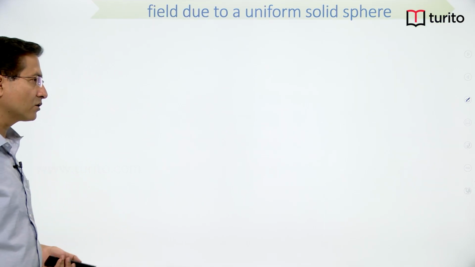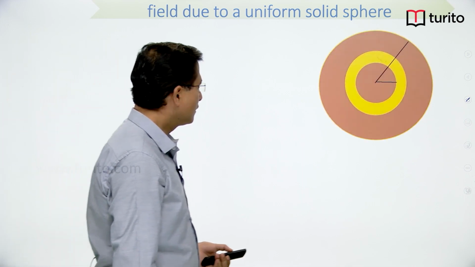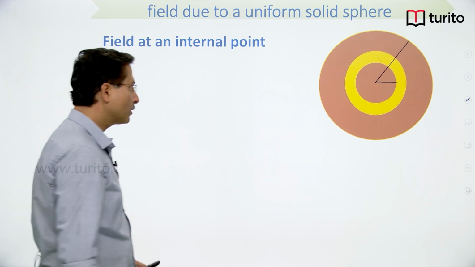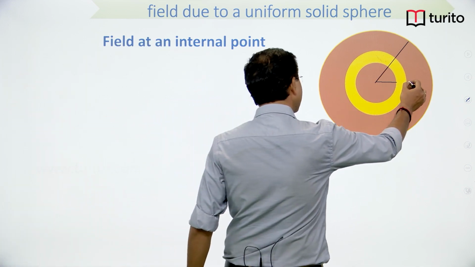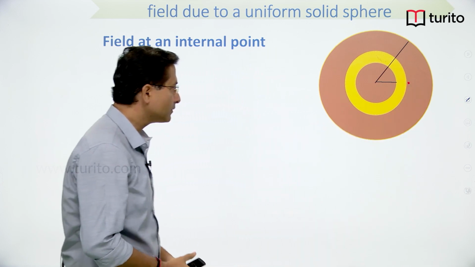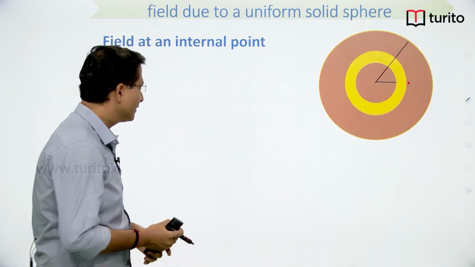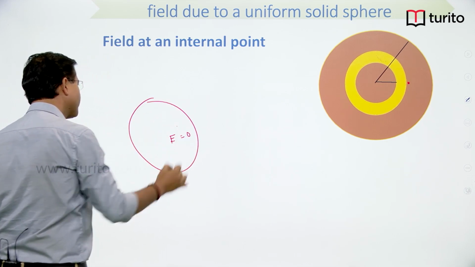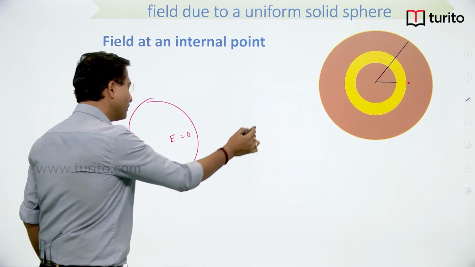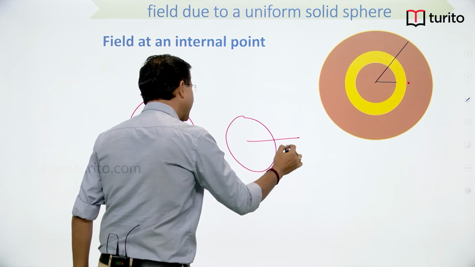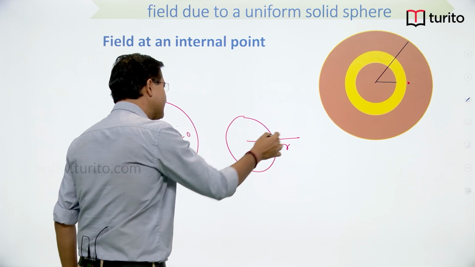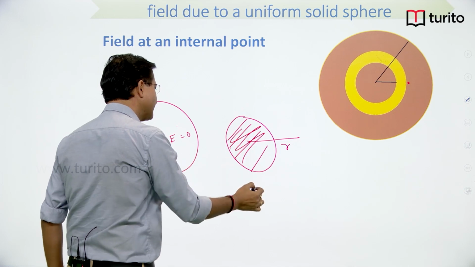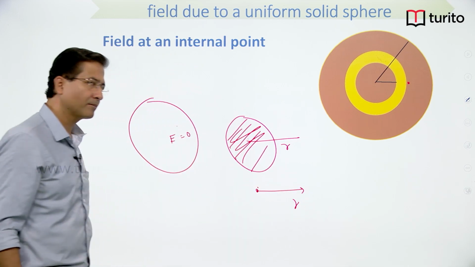Now let us take a solid sphere. For any internal point, for example I want to find out the field at this particular point. We have just seen that because of this charge, at any point the field is 0, and because of this charge, the field at any point outside is as if the whole charge is at the center. You can assume that this whole charge is at the center, and at distance r you can directly write.